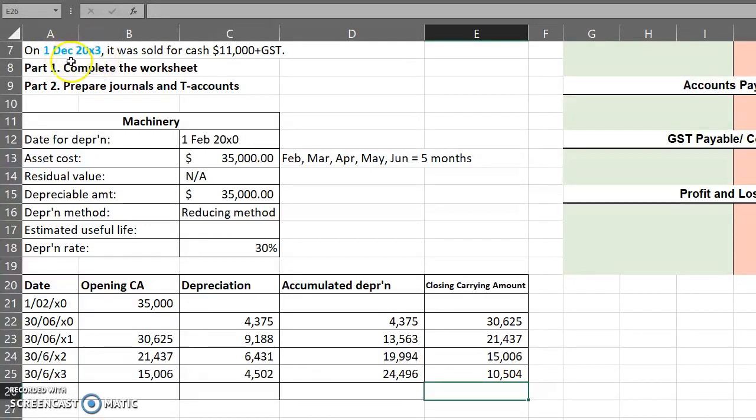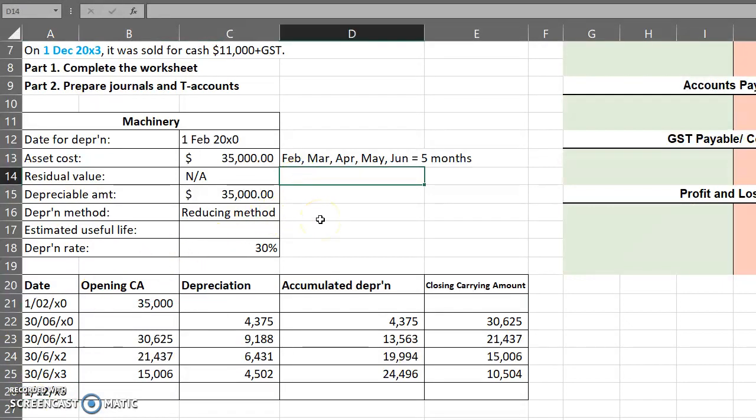Now, December 2003 is actually 2004 financial year. Therefore, I can't do depreciation for 30th of June because I sold the machinery before. So my last lot of depreciation will have to be done as at 1st of December 2003. So let's have a look.